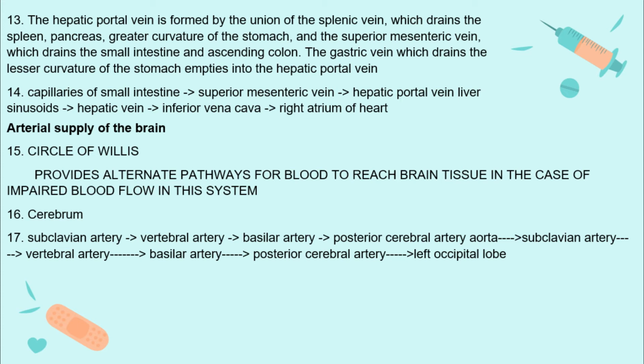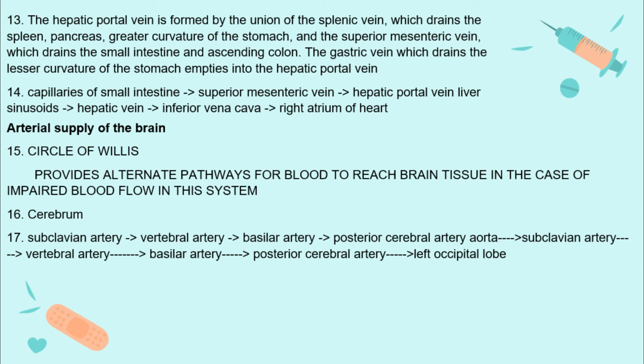In the arterial supply of the brain, branches of the internal carotid and vertebral arteries cooperate to form a ring of blood vessels encircling the pituitary gland at the base of the brain. What name is given to this communication network? The answer is the circle of Willis. What is its function? It provides alternate pathways for blood to reach brain tissue in the case of impaired blood flow in this system.